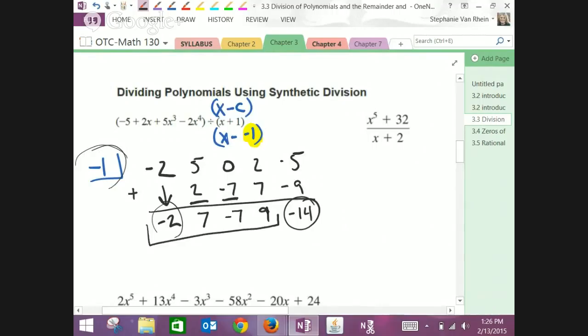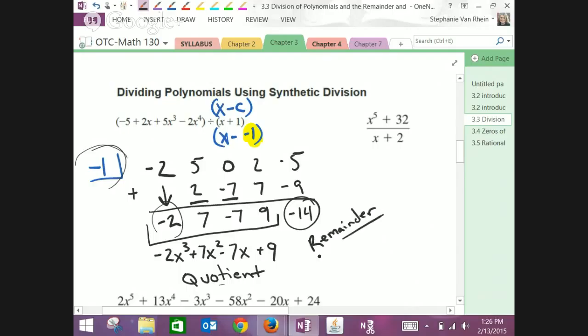So then this would become minus 2x cubed plus 7x squared minus 7x plus 9, because you put your x's just back in. It's what's known as the quotient. People tend to like synthetic division because it's just, it's the exact same math though.